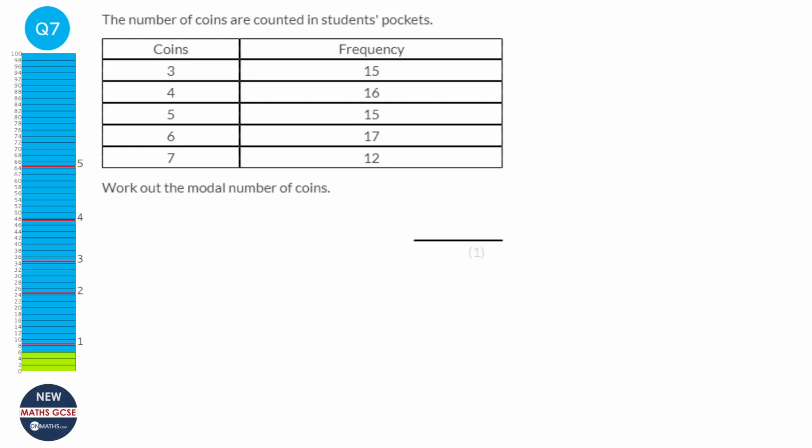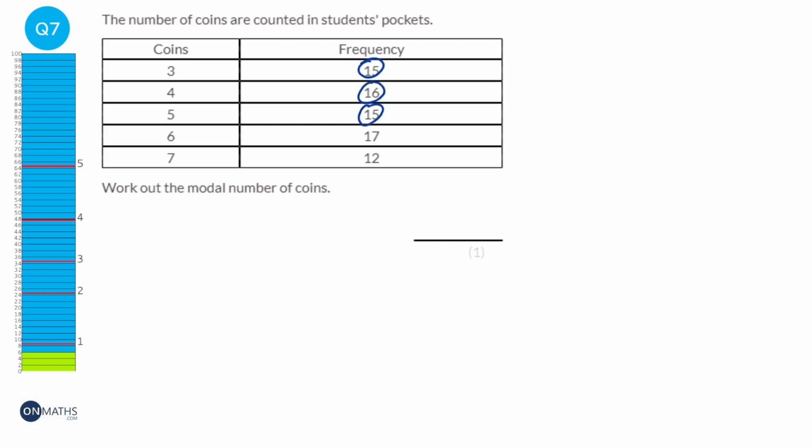Mode just means the most common or most frequent, and modal is exactly the same. It's just the most frequent amount of coins we're looking for. So the students who had 3 coins in their pockets came up 15 times. Students who had 4 coins in their pocket, well, there were 16 of them.